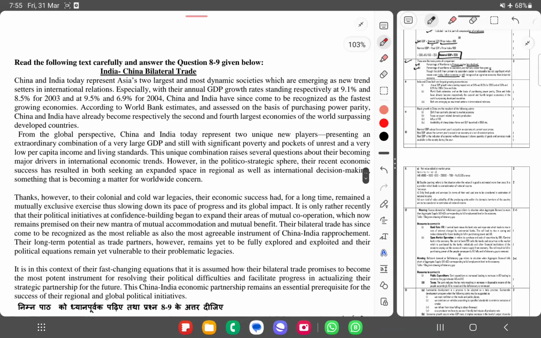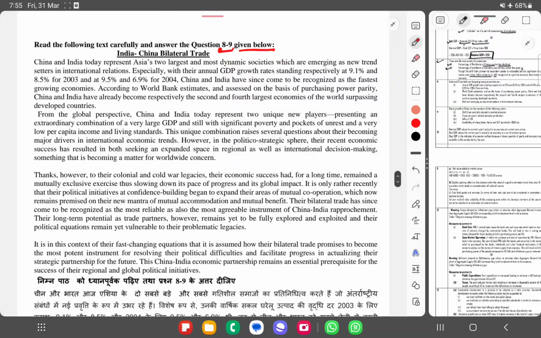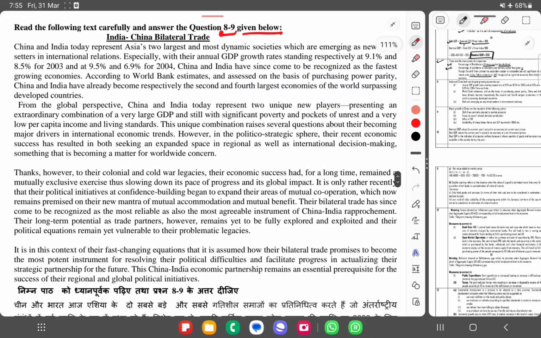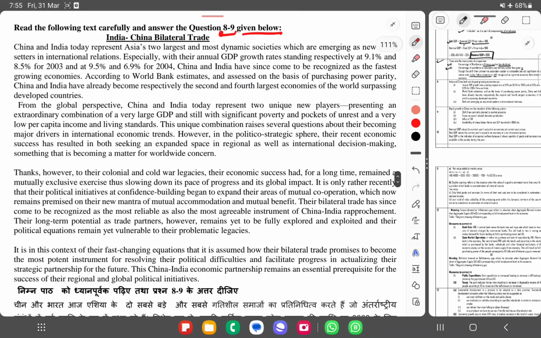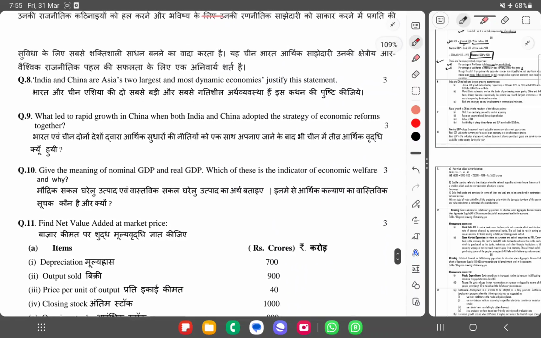Read the following text and carefully answer the questions 8 to 9 given below. Okay, you have to read out this passage. ठीक है, इस पैसेज को आप पढ़ेंगे. We are going just to the questions only. ठीक है, आते हैं क्वेश्चंस पर.